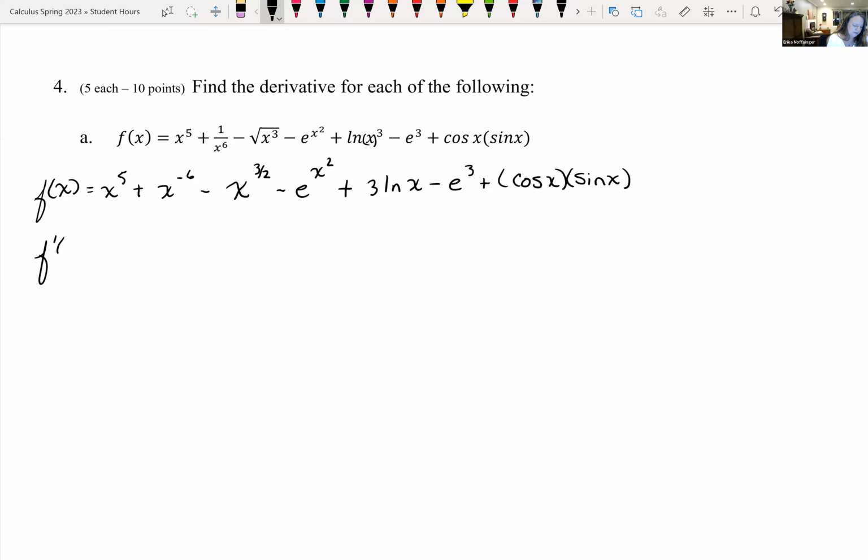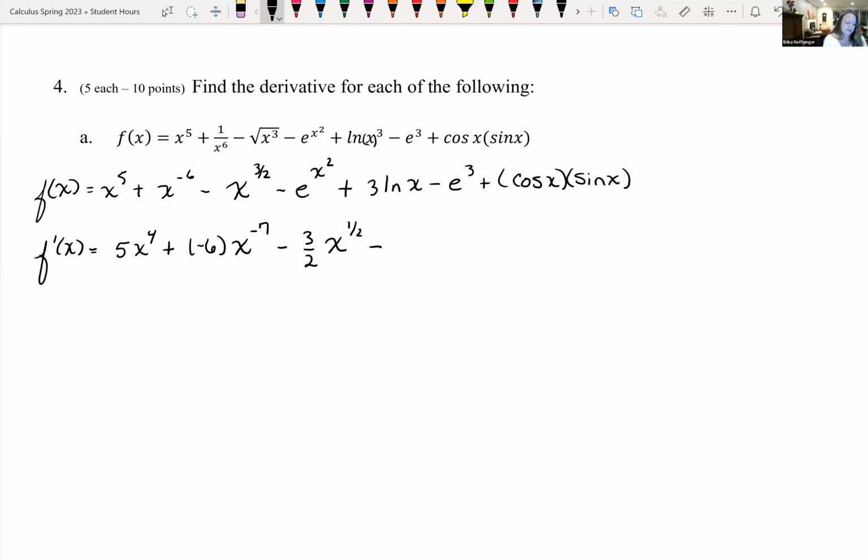So finding the derivative of this, the derivative of x to the fifth power is 5x to the fourth, plus the derivative of x raised to the negative 6 power. Bringing down our power, we get negative 6 x, subtract 1 from our exponent, so negative 6 minus 1 gives me negative 7. Minus, bringing down my power, the derivative of x to the 3/2 is 3/2 times x, subtracting 1 from 3/2, 3/2 minus 2/2, is 1/2.